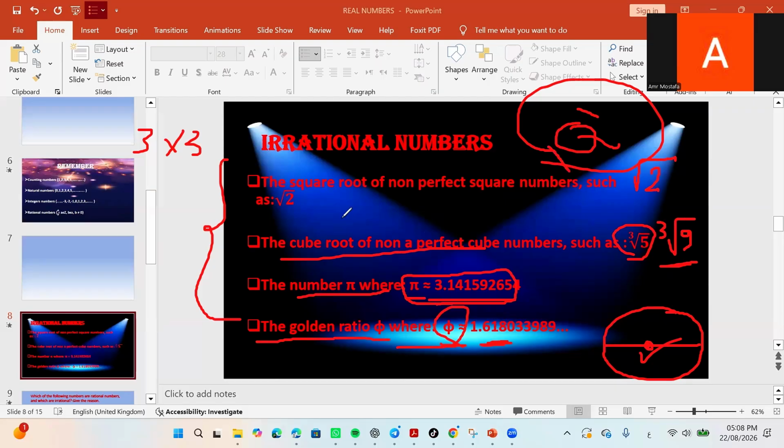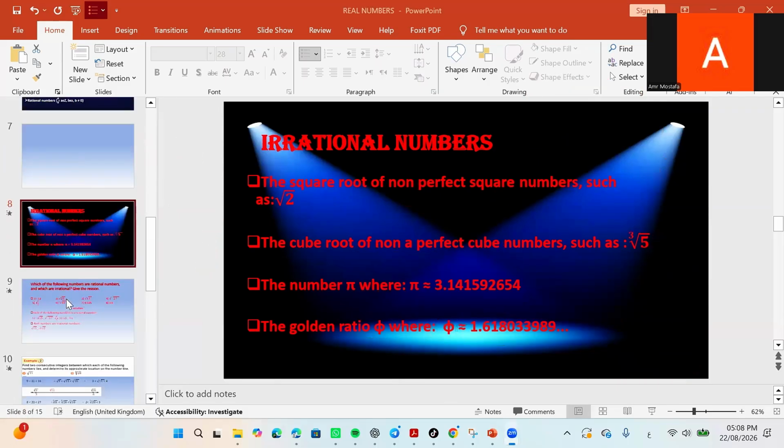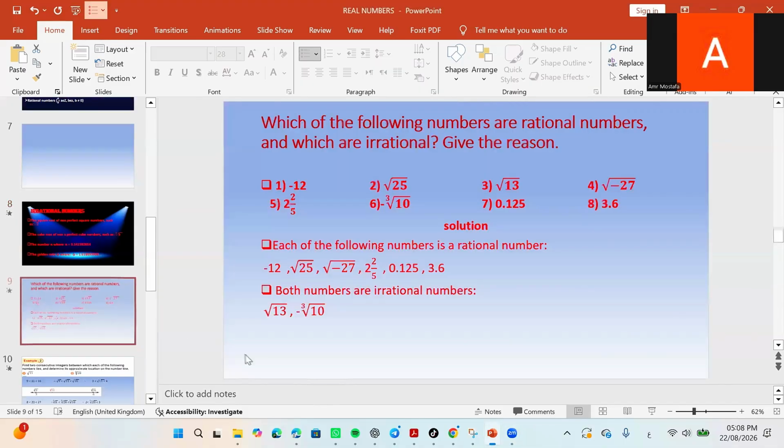We have to save it in our minds: the square root of non-perfect squares, the cube root of non-perfect cubes, pi, and the golden ratio. It's simple. Let's talk about some exercises on that.